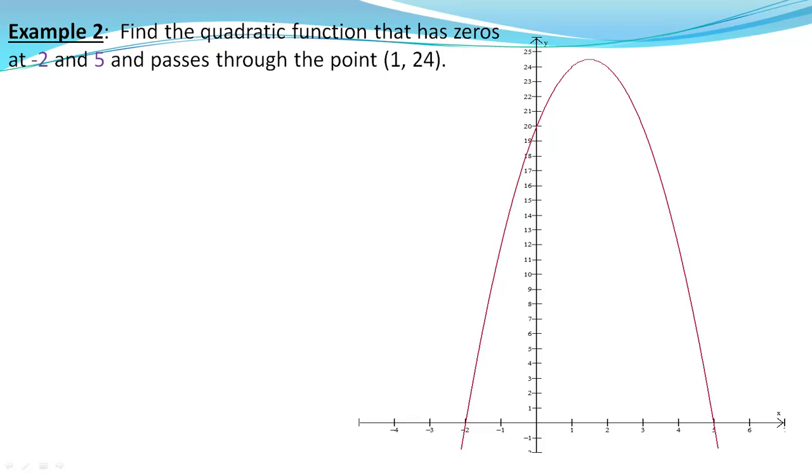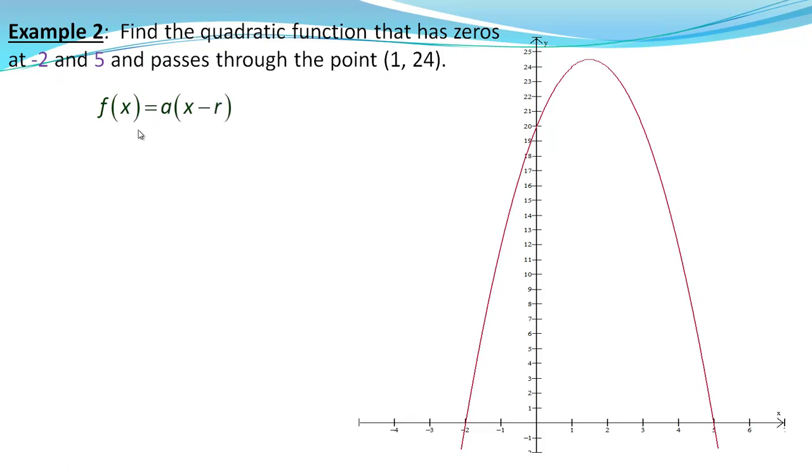Because we're given the roots, it would be easiest to use the root or intercept form. I wouldn't bother using the vertex form here. We could still do it, but it's just not as convenient because we're actually given the roots.